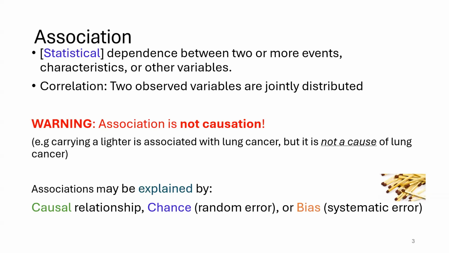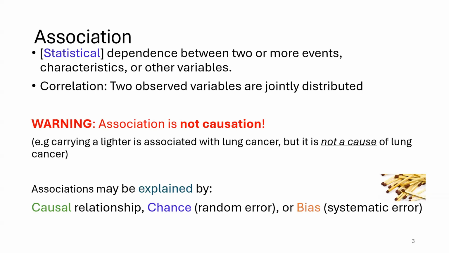While our example earlier was a little sillier and kind of a no-brainer, some of the associations we find in our research might be more insidious or unexpected, or we might be drawing incorrect conclusions about what we're finding. As an example, there's a heavy association between carrying a lighter and the incidence of lung cancer, but it's not a cause of lung cancer. Maybe people who carry a lighter may be more likely to use tobacco. So there's something else going on there.